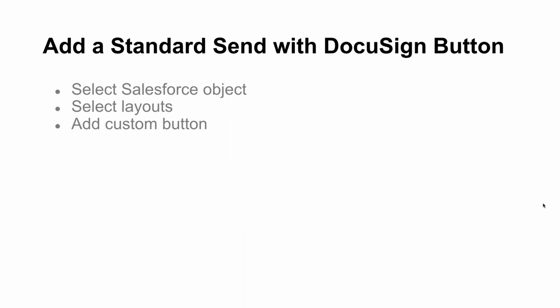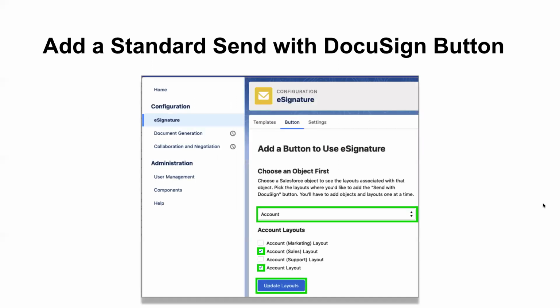So we're going to talk about adding a standard Send with DocuSign button, and this is something that isn't a template, doesn't need a whole lot of configuration. If you want to get your users rolling, you're a new customer, you can really quickly add Send with DocuSign buttons to Salesforce layouts. So you go into the settings page, you select your Salesforce object, you select the layouts you want to add it to, and then you just add the custom button, and we'll show you how to do that.